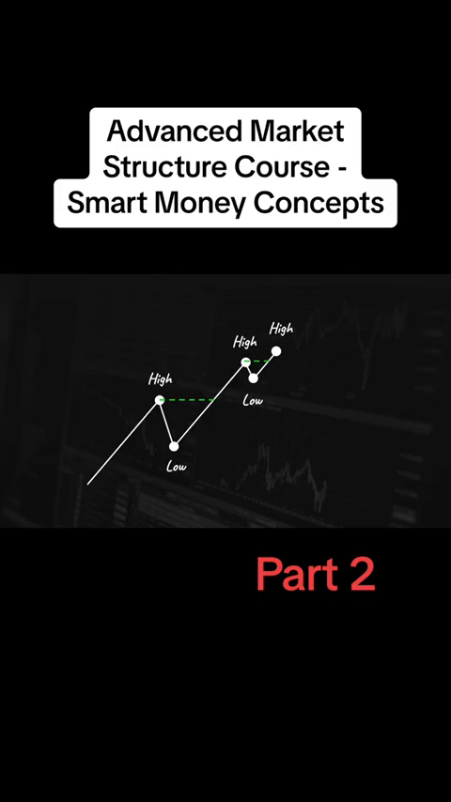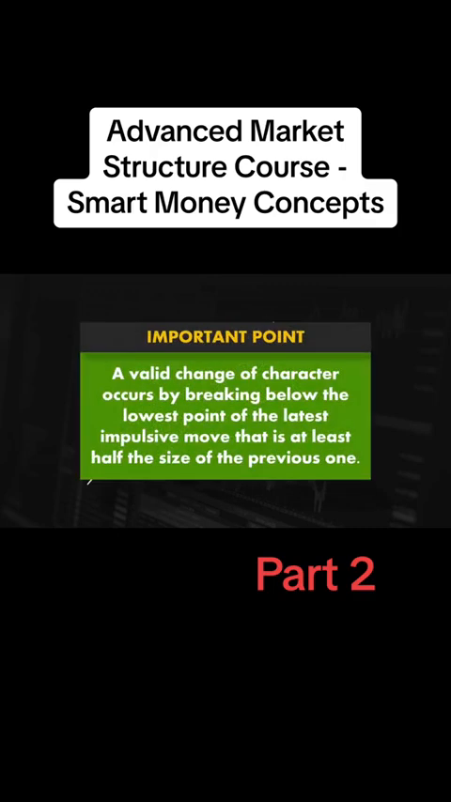However, we won't consider this break a valid change of character. The reason is that the failure of such a small movement is not supposed to be considered a reversal of the trend. So here is another rule for a change of character. A valid change of character occurs by breaking below the lowest point of the latest impulsive move that is at least half the size of the previous one.